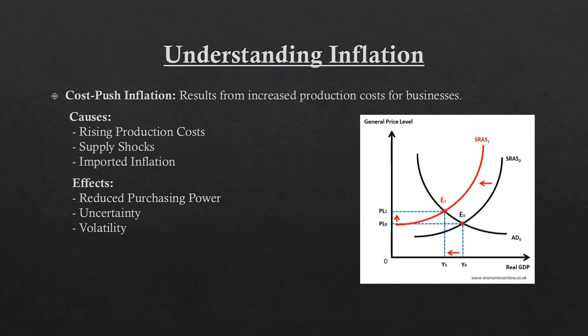Rising production cost. Factors such as increases in wages, raw material prices, energy costs, or taxes can raise the cost of production for businesses. As a result, firms may pass on these higher costs to consumers in the form of higher prices. Supply shocks. Events like natural disasters, geopolitical conflicts, or disruptions in the supply chain can cause sudden reductions in the supply of key goods or resources, leading to scarcity and higher prices.